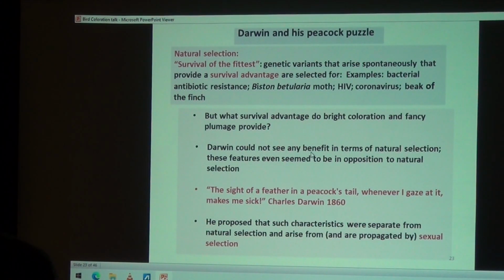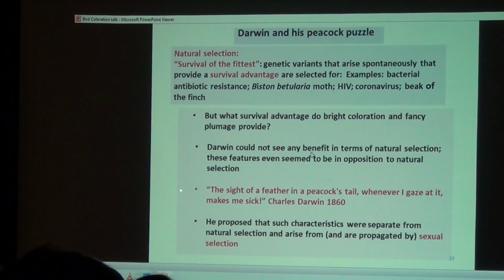So Darwin had a problem with, in particular, a peacock, and he couldn't figure out what survival advantages bright coloration and fancy plumage provide. In fact, he thought just the opposite. Coloration would make these birds more visible to predators, and also if they had elaborate plumage, it would make it difficult to fly or maneuver in the air. So he could see no reason for these to be present.